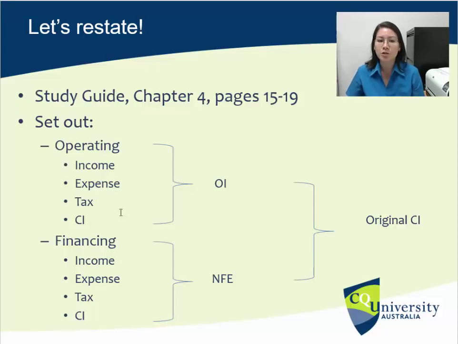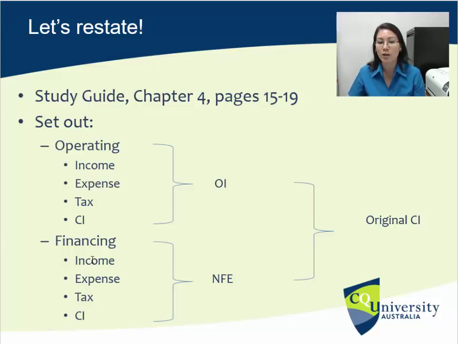So we do split into operating and financing. We split all of the items in operating, we split all of the items in financing. So we go through operating income, operating expense, taxation attributable to operating items, and comprehensive income, which again we've already split when we did the statement of changes in equity. The total of that we call operating income. We do the same thing for financing: income, expense, tax, and CI.